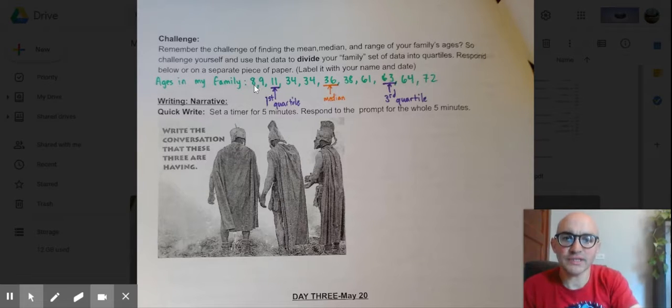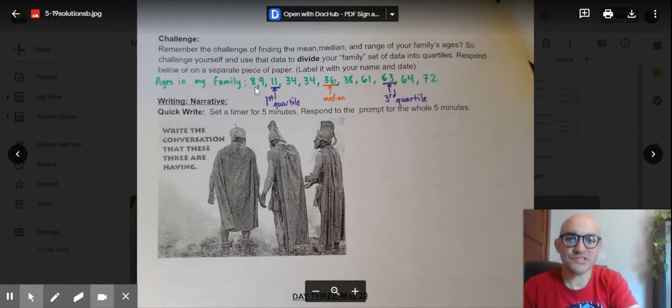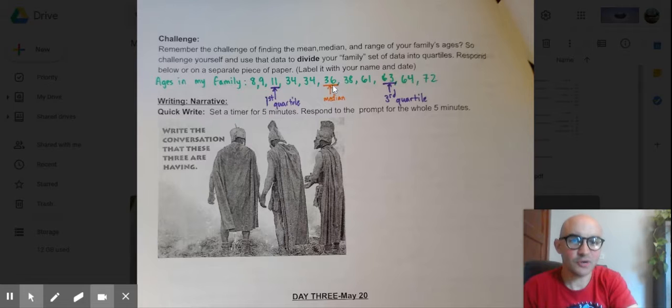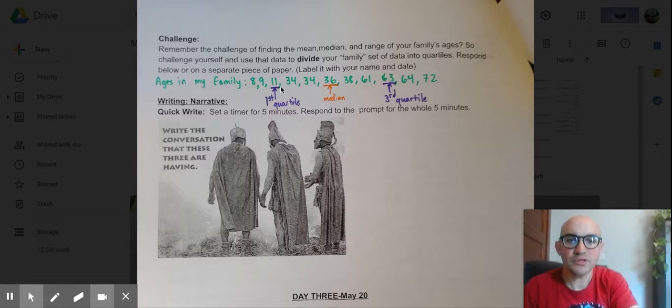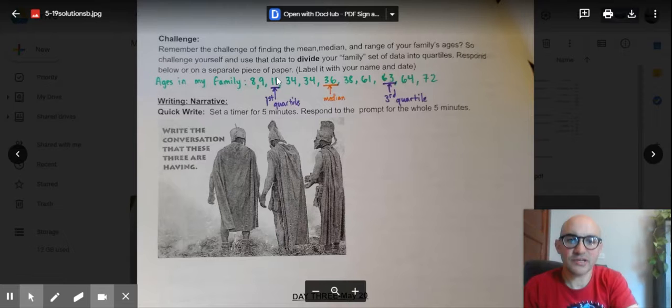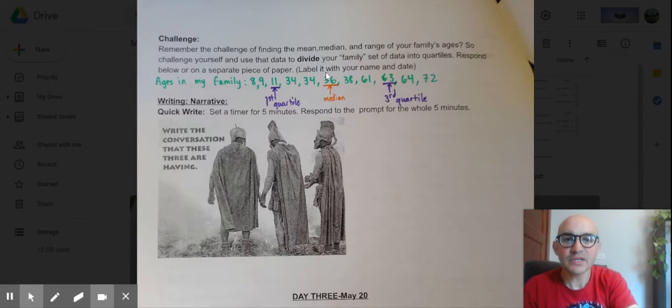The first important thing when you're trying to divide data into quartiles is that you want to list it in order from smallest to largest. So of course, one person's 8 years old, another person's 9 years old, and so on. All of these represent ages of people in my family. And then I need to divide it into the first quartile and the third quartile, and I always want to find the median as well. So the median here would be 36. Remember, I just list it from smallest to largest, so I just find that median, my central or middle number.